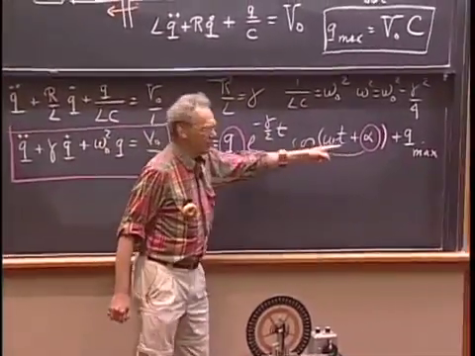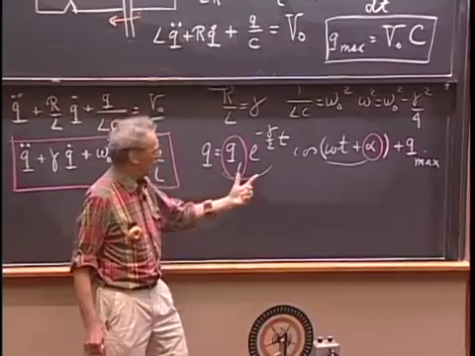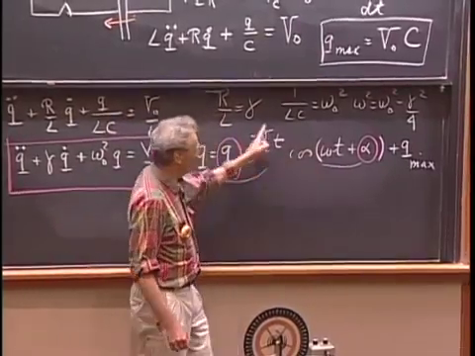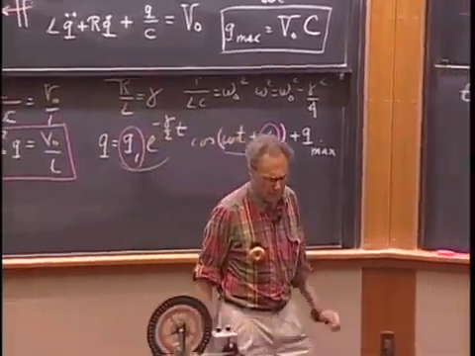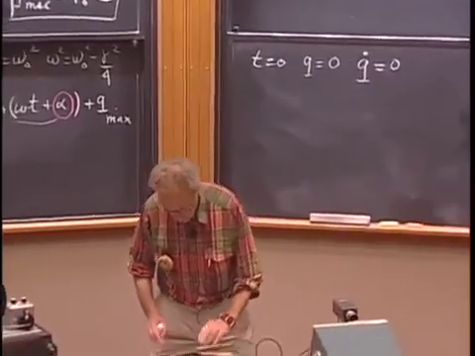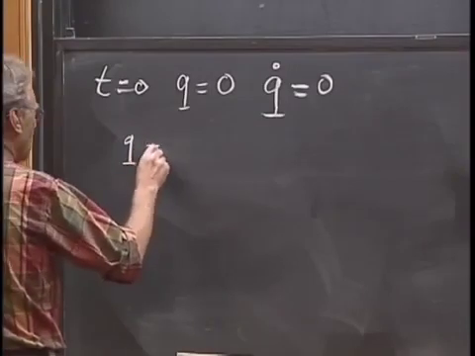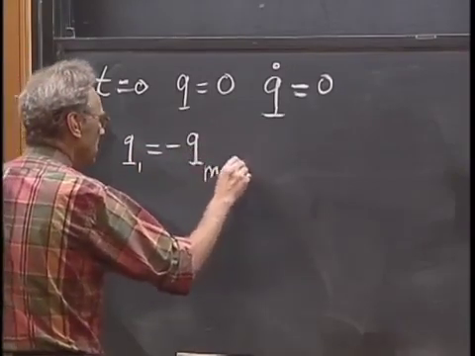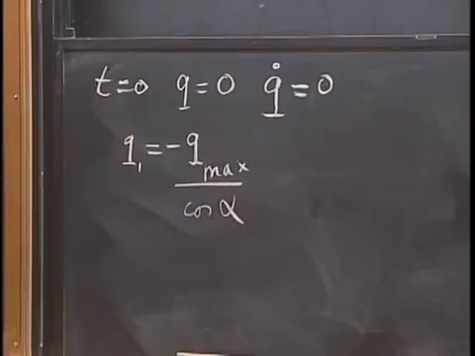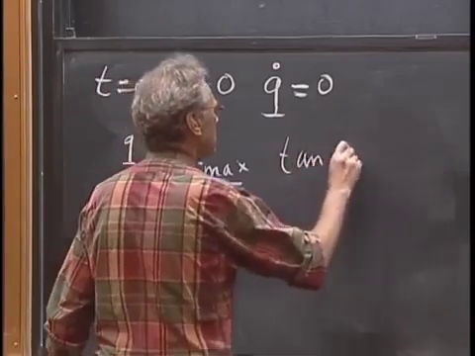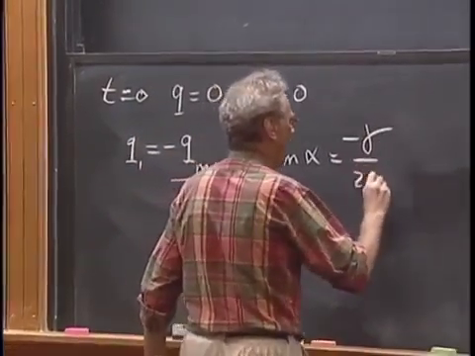Then you have to take the derivative of this equation, which gives you the current, and then you have to make that 0. Now you get two terms when you do the derivative, so be careful. You get the derivative of this one times this, and the derivative of this one times this. So you have to do it slowly. When you do that, you will find that Q1 equals minus Qmax divided by the cosine of alpha. And you'll find that the tangent of alpha equals minus gamma over 2 omega.